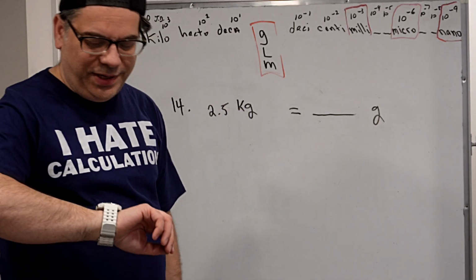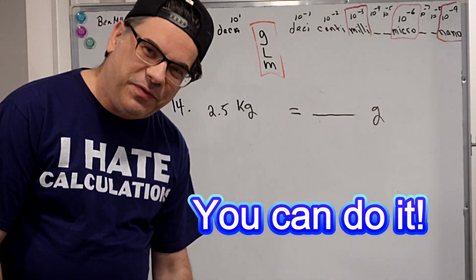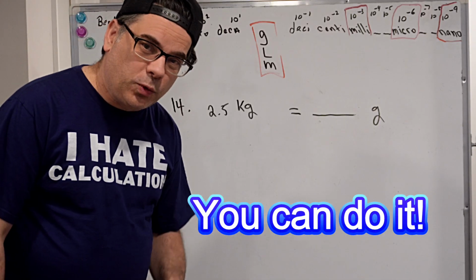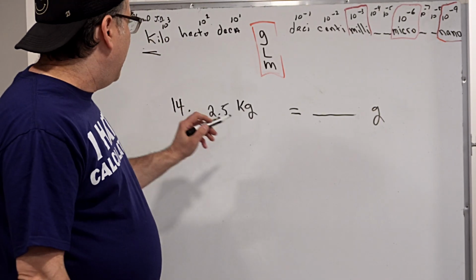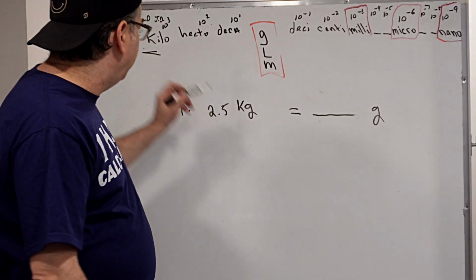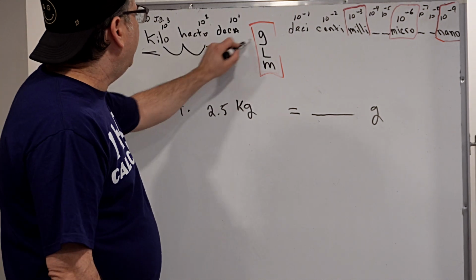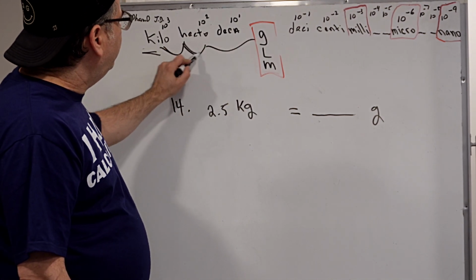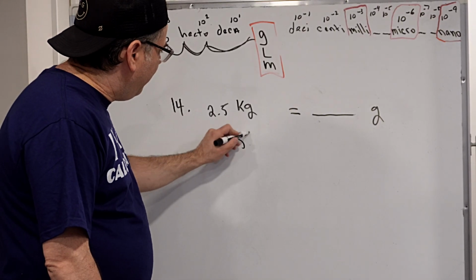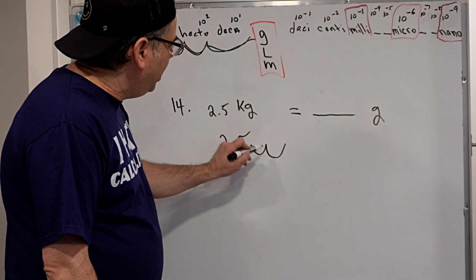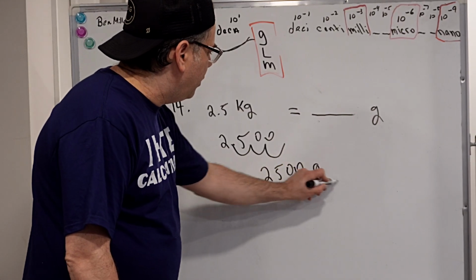Okay, question 14. 11:48 p.m. over here. I'm getting tired, but let's finish these 50 questions. 2.5 kilograms to grams. Okay, where's kilogram? Kilo is right over here, 10 to the 3. We want to go to grams, which is one of your base units. So we go 1, 2, 3 to the right. So we go 2.5, 1, 2, 3. So that's 2,500 grams.